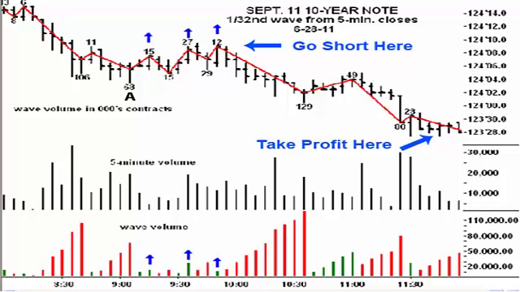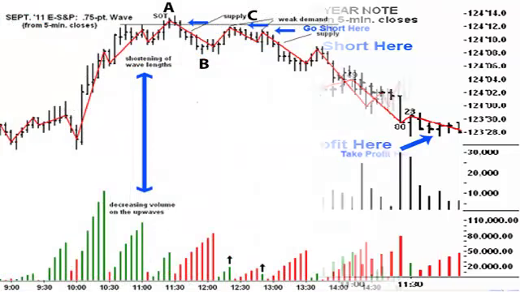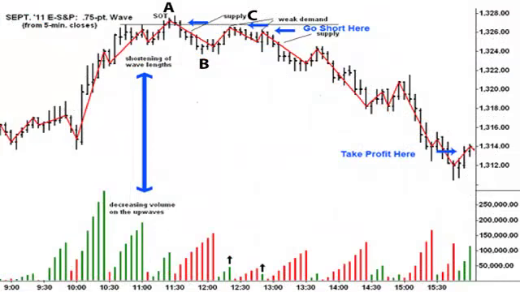hours. This is one of the many examples of easy, profitable intraday trades that are found simply by using the Wyckoff Market Analyzer. Here's another trading opportunity using the S&P 500.